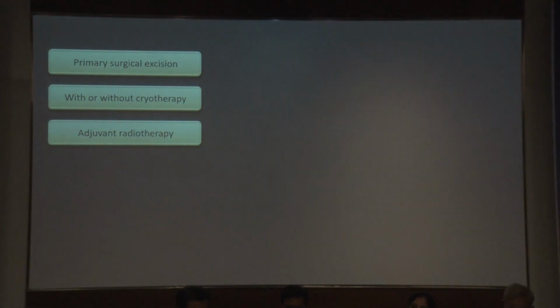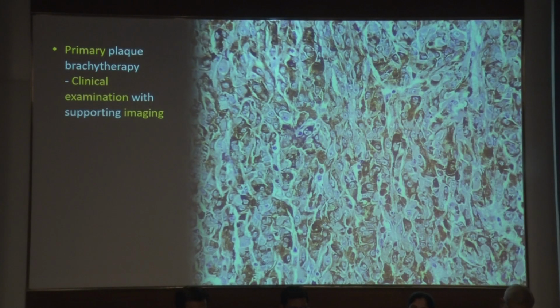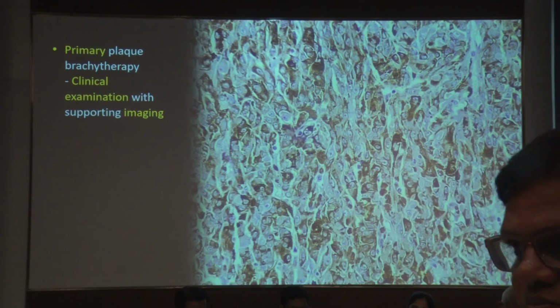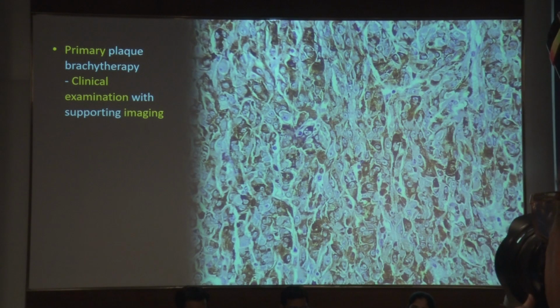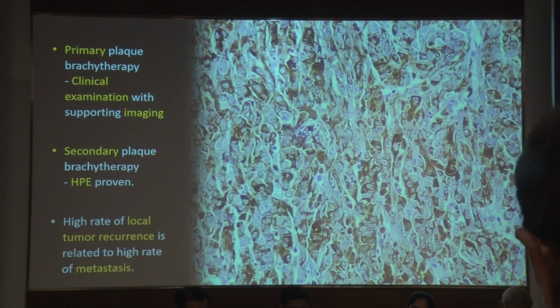So what we thought was, let's eliminate the concept of enucleation and exenteration, and see if we can help with just the radiotherapy component along with a very good and wide surgical excision. Primary plaque brachytherapy is when clinical examination and imaging advocate the need for brachytherapy intraoperatively, or we go ahead with histopathology-proven secondary plaque brachytherapy. We aimed at assessing whether the high rate of local recurrence is related to a high rate of metastasis.